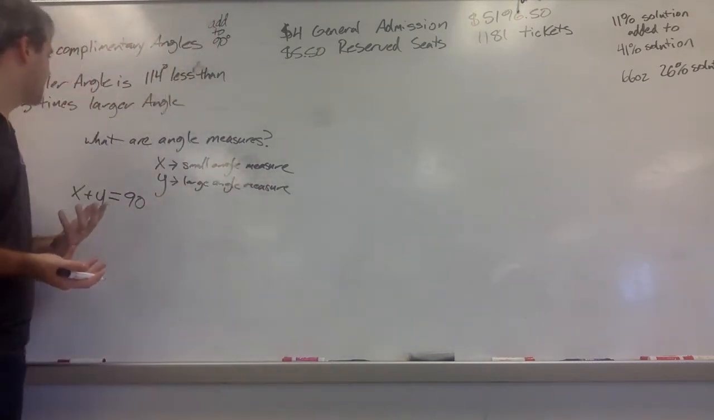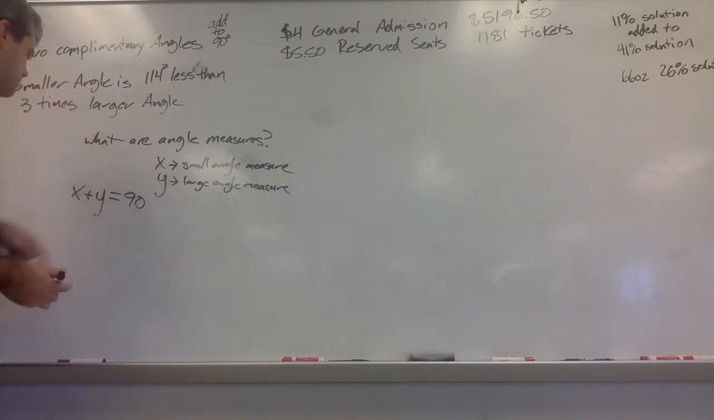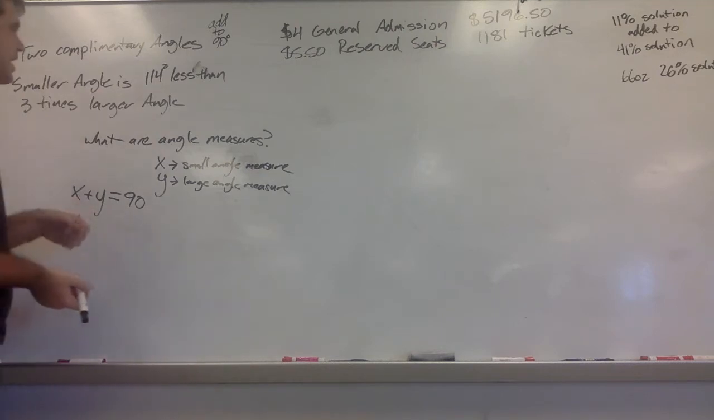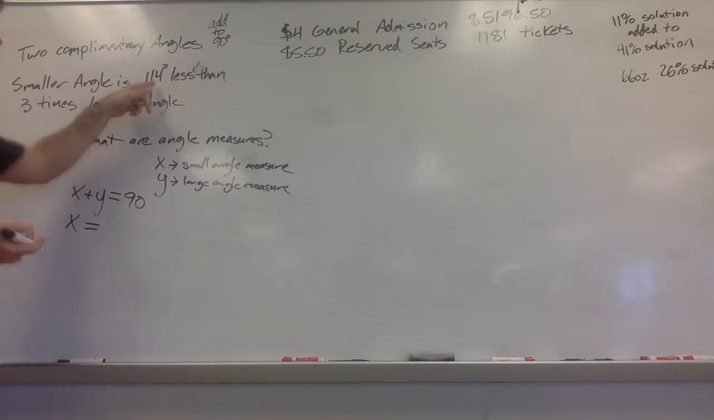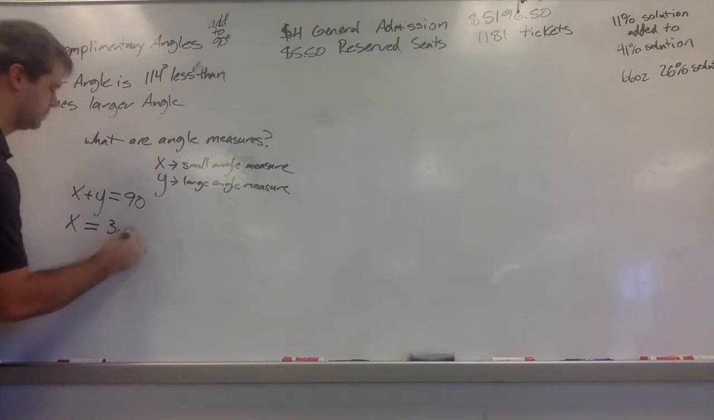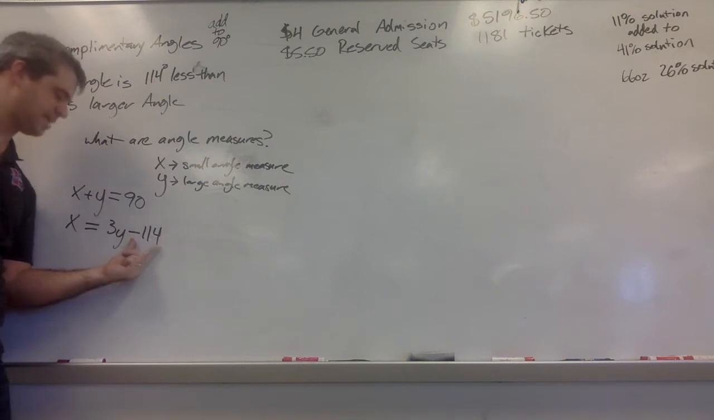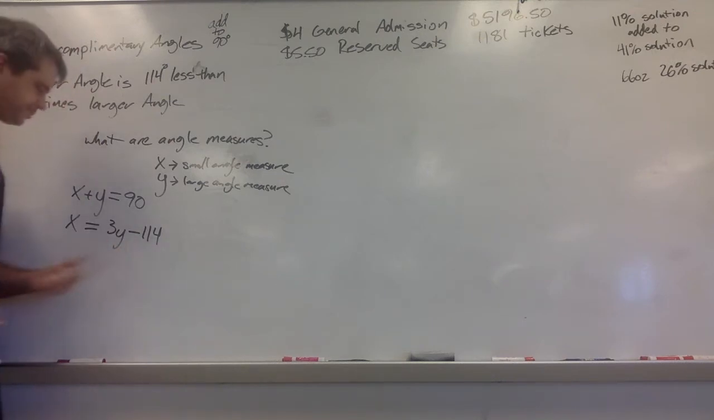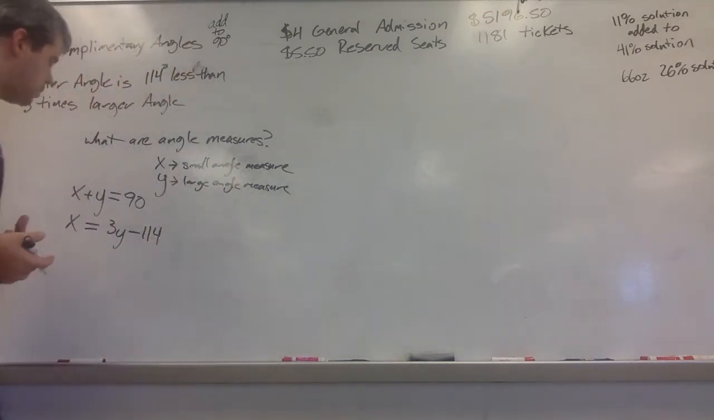So what's the next piece of information I have? Well, I know that the smaller angle is 114 less than 3 times the larger angle. So my smaller angle, x, is 114 less than 3 times my larger angle. So now I have my system set up. Now all I need to do is solve.